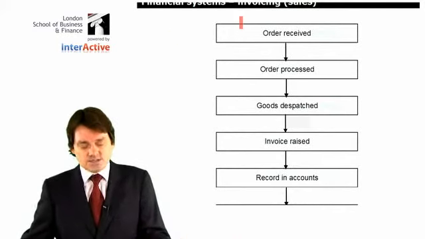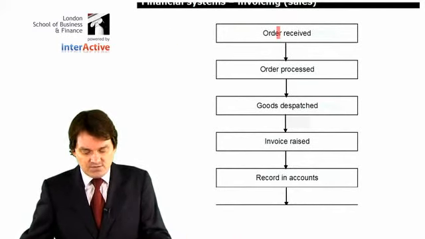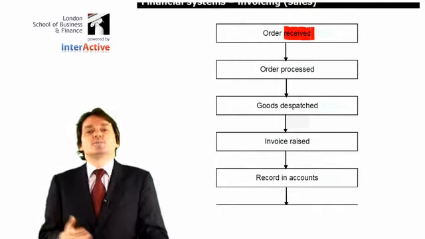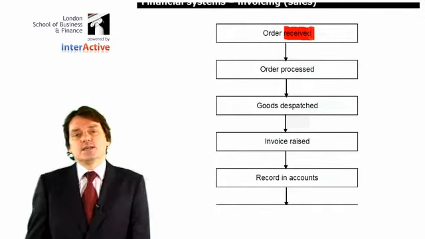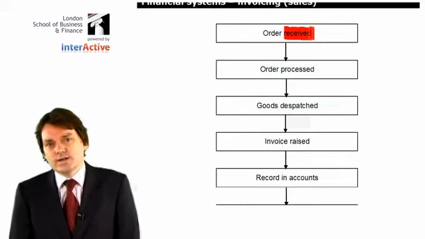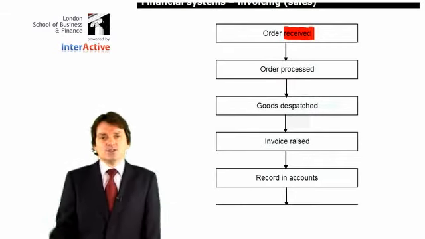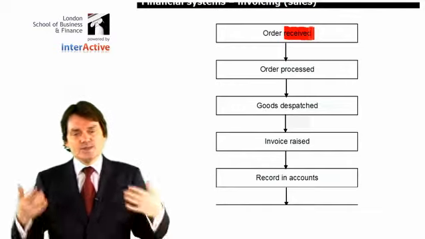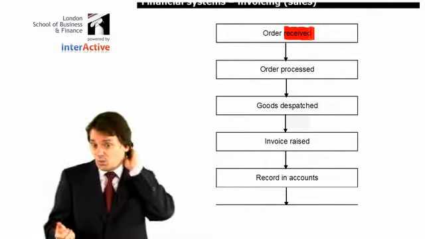First of all, how do you know there's a sale at all? Well, you receive an order. A customer phones you up and says, I want to buy something. A customer orders something from a website. A customer writes to you and says, I want to buy this. The customer does something and you receive that order.